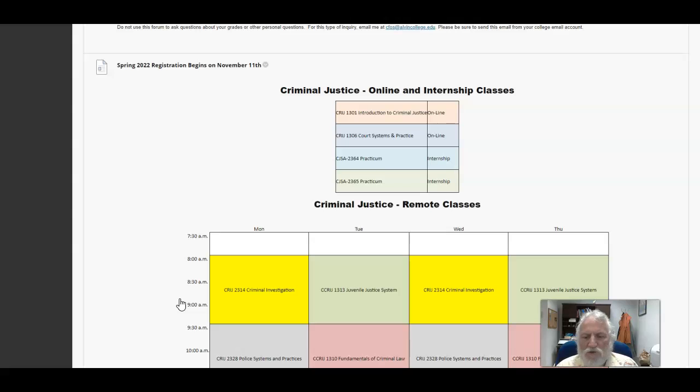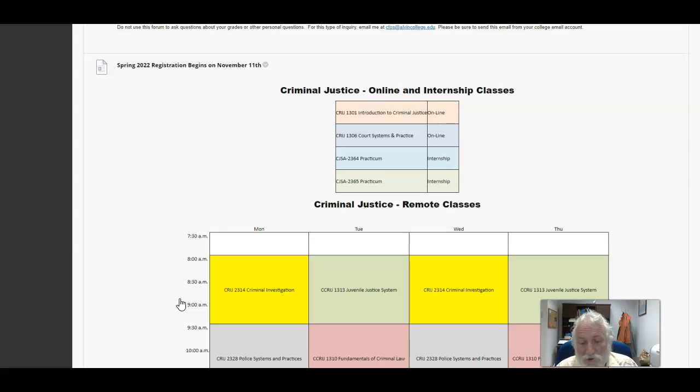We've got 2 different online classes. We've got Introduction to Criminal Justice and Court Systems. These are both in both our AA and AAS degree plans. Introduction to Criminal Justice looks at all 3 areas of the criminal justice system, starting with the police and law enforcement. Then we look at the courts, where we adjudicate the cases that were filed by the law enforcement. And then finally, we look at the corrections, which occurs after the courts have found someone guilty. Then they go to the corrections system. So it's a broad look at each one of these areas.